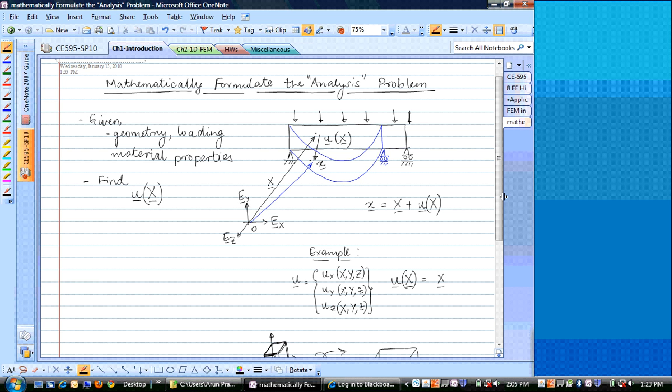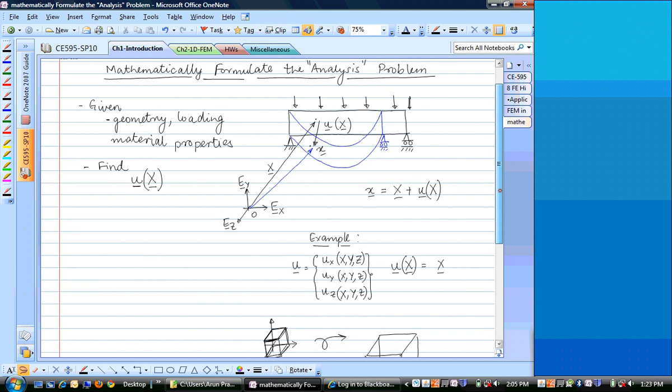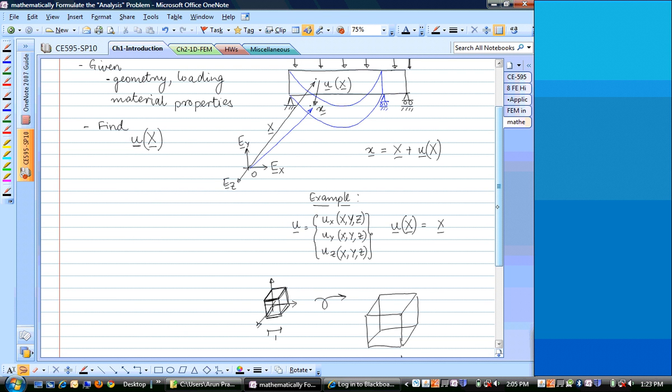Now that you have the geometry, you have the loading, you have material properties and everything, you want to find ux. So what equation should we solve? What equation should we solve to find out ux? So, okay, I guess whenever you're in doubt, try to relate your problem to something that you already know, okay? So how about this problem?